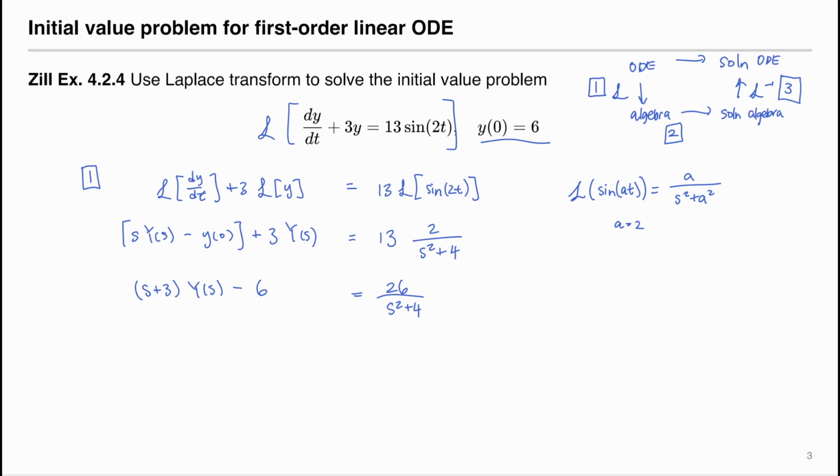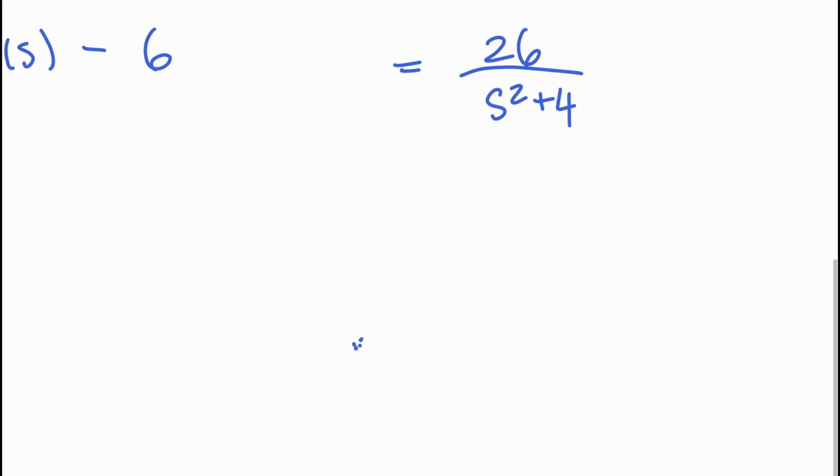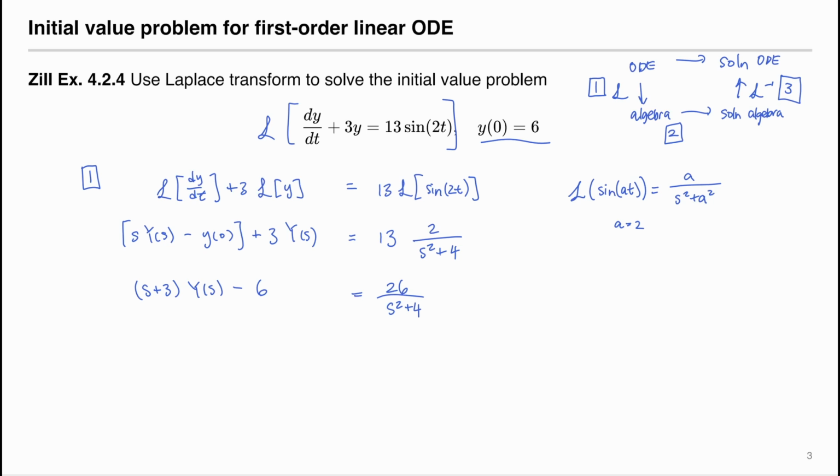And we can rearrange the expression to solve for Y(s). So Y(s) is equal to 26 divided by s squared plus 4 times s plus 3, first term, plus the second term, 6 divided by s plus 3. Okay, now we have gotten our algebraic expression.